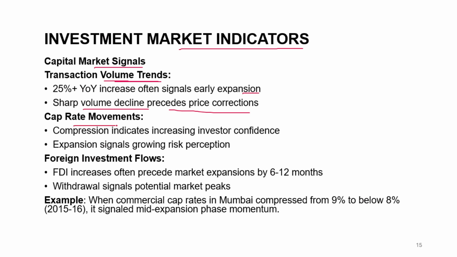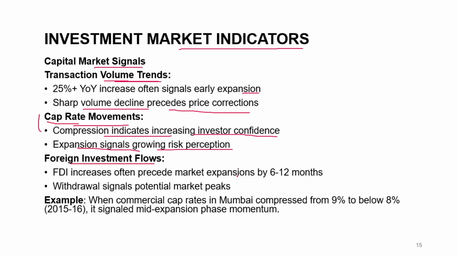Okay. Then we have cap rate movement. So, compression indicates increasing investor confidence, right. We know that lower cap rates show a sign of confidence. Expansion, on the other hand, signals growing risk perception. So, this is something from cap rates which you can analyze. Then we have foreign investment flows.